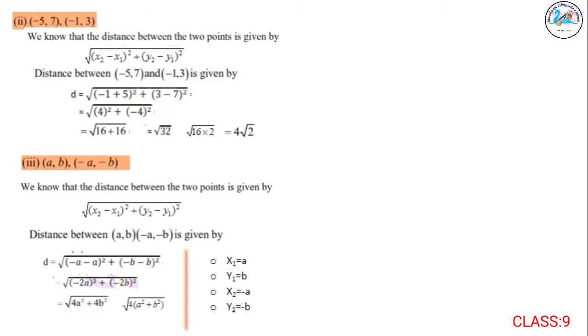From these we can take one 4 outside. So 4 into A square plus B square. When you take 4 outside, the first term has A square remaining, and the second term has B square remaining. Now this 4 is a perfect square. When it comes out of the square root, it comes as 2, and the balance inside the square root is A square plus B square. So the final answer is 2 root A square plus B square. Hope it is clear. Now we shall discuss question number 2.